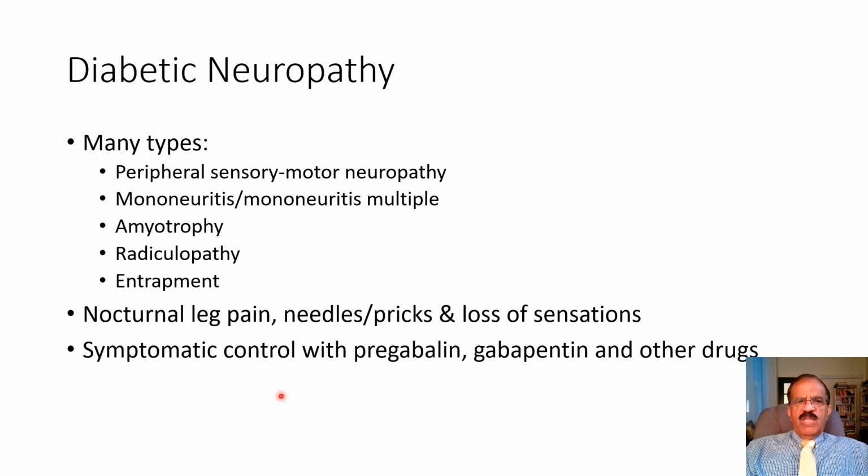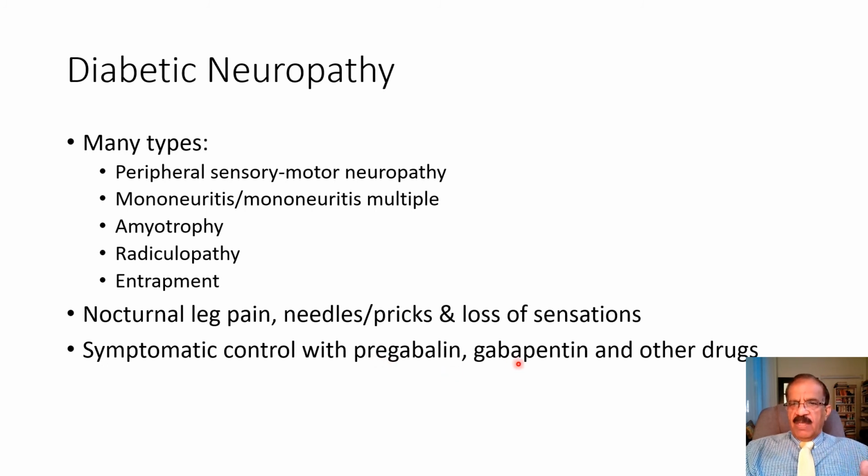Symptomatic control with pregabalin. Now, since we cannot reverse these complications, these annoying symptoms can be managed with various drugs. These are actually anti-epileptic drugs or antidepressant drugs, antipsychotic drugs. There's a whole long list. I've just picked a few which are commonly used. Pregabalin, used from something like 25 milligram to 300 milligram plus once at night or maybe twice.